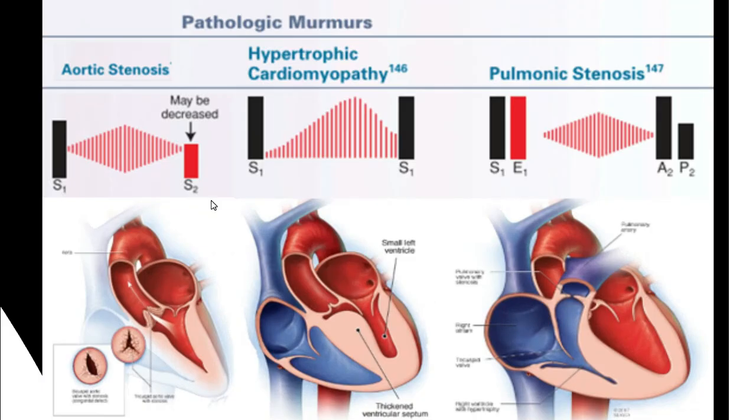So for the pathologic murmurs, as you can see, it's the shape, a crescendo-decrescendo kind of murmur. So aortic stenosis, there's obstruction of flow during the systole, either by bicuspid valve or by rheumatic heart disease, which can produce a murmur. And the S2, which is a component of aortic valve and pulmonic. Since there is a problem on the valve, there can be a decreased S2.